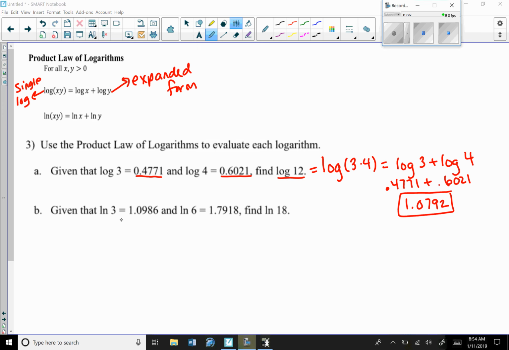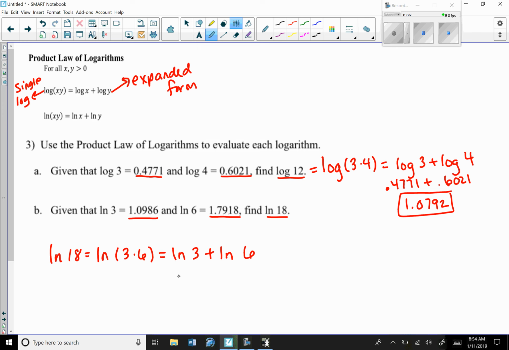So of course the next problem is similar to this one, except we're using the natural log. So the natural log of 3 is right here, and the natural log of 6 is here. We want to find the natural log of 18. So the natural log of 18 we know is equal to the natural log of 3 times 6. So we can use our product law and separate these, or I should say expand them. So the natural log of 3 plus the natural log of 6.